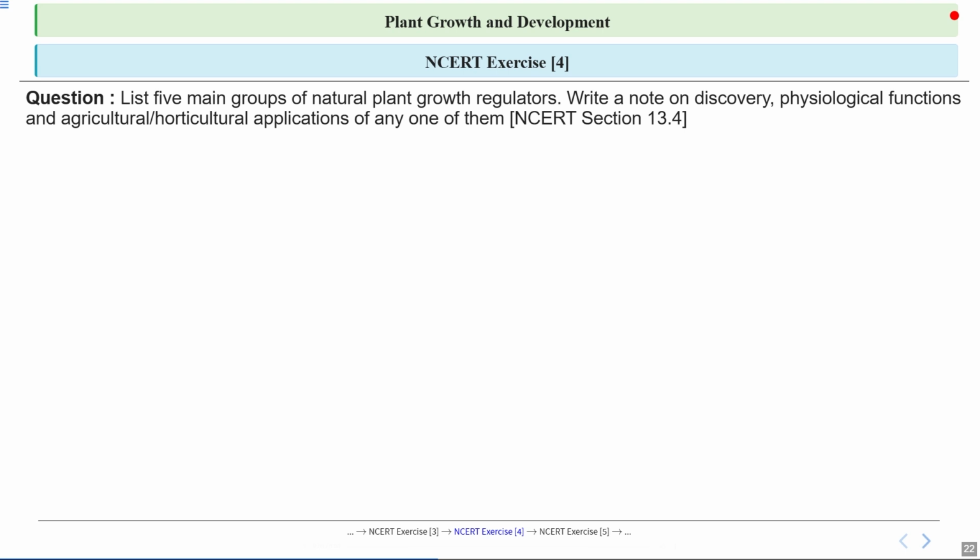So just like us, we have hormones in our body for chemical control and coordination. Same like us, plants do have hormones. We call them plant growth regulators. So we have to write a note on their discovery, how they were discovered, their physiological aspects, and their horticultural or agricultural applications. So let's learn them one by one.